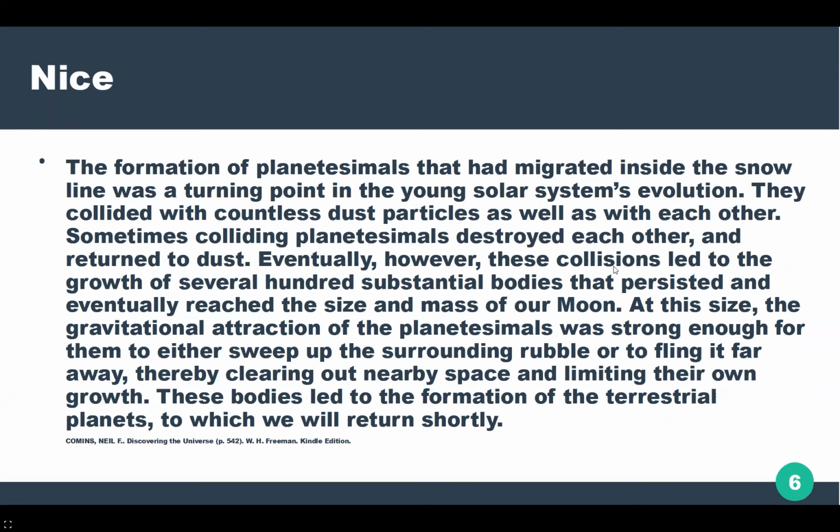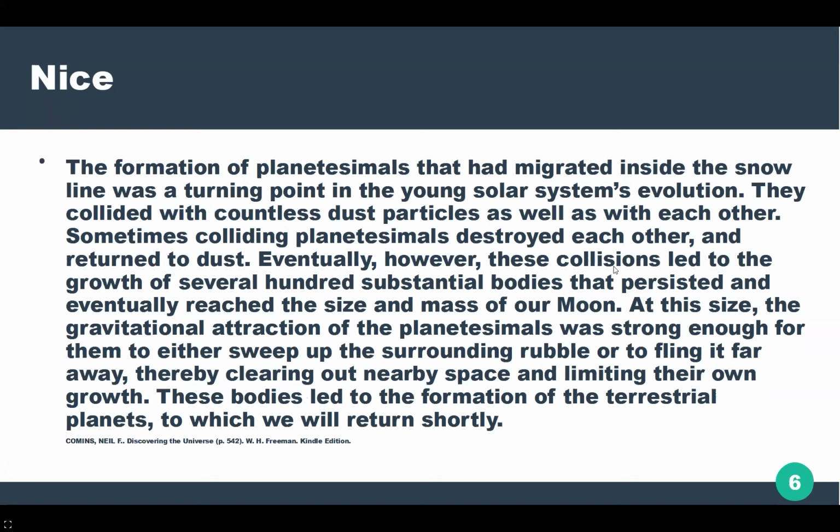The formation of planetesimals that had migrated inside the snow line was a turning point in the young solar system's evolution. They collided with countless dust particles as well as with each other. Sometimes colliding planetesimals destroyed each other and returned to dust. Eventually, however, these collisions led to the growth of several hundred substantial bodies that persisted and eventually reached the size and mass of our moon.